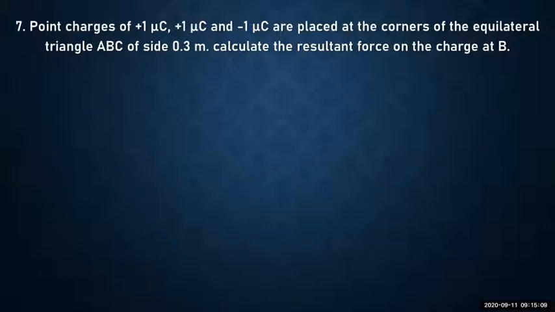Point charges of +1 microcoulomb, +1 microcoulomb and -1 microcoulomb are placed at the corners of the equilateral triangle of side 0.3 meter. Calculate the resultant force on the charge at B.